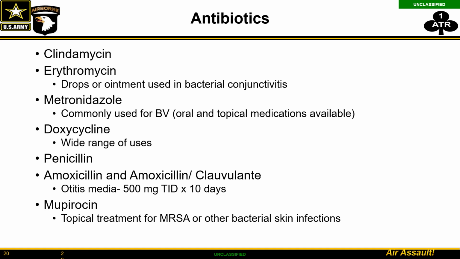Doxycycline, this is given for a very wide range of things. If someone gets an infection in the field, like a skin infection or soft tissue infection, I've seen it used pretty commonly for that. It's also commonly used for STIs. There's penicillin, amoxicillin, that's for ear infections if we have someone with an ear infection in the field. The amoxicillin and clavulanate combination is also known as Augmentin. So knowing that Augmentin is a combo medication with amoxicillin is important. That, like I said, is used mostly for ear infections or sometimes sinus infections.